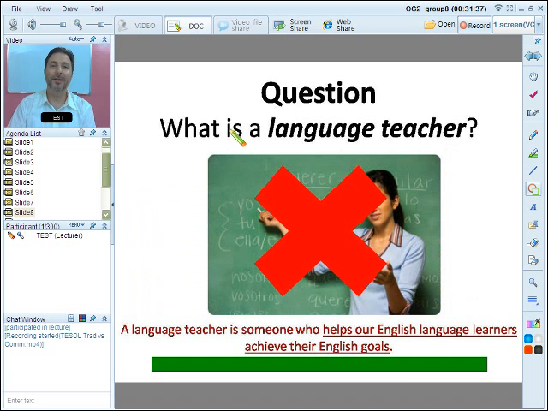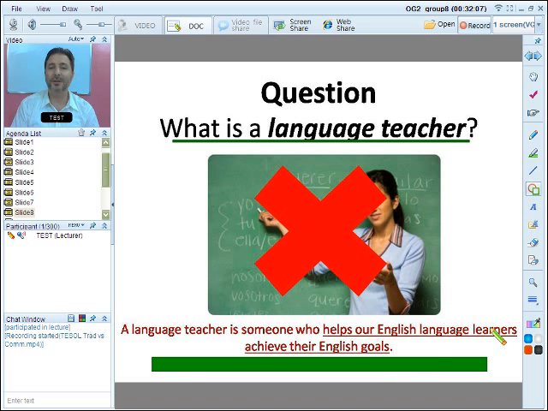Let's move on. Now, what is a language teacher? Well, it's certainly not just standing at the board going over vocabulary. That's part of it. It's the means to an end, but it is not the end of language teaching. Okay, we need to understand that. A language teacher is someone who helps our English language learners achieve their English goals. Think about that for a second.